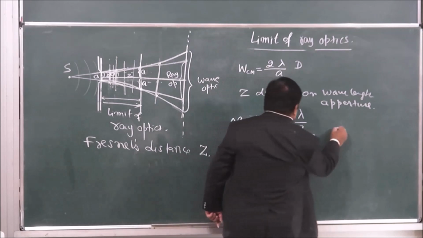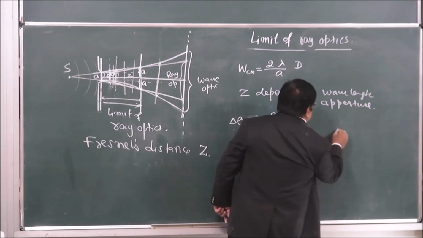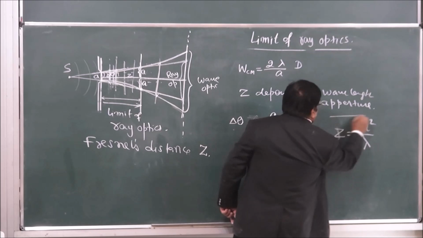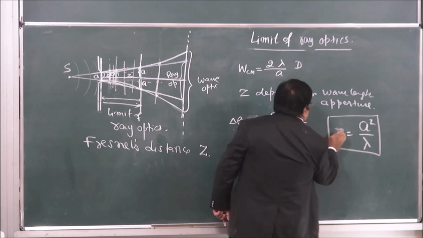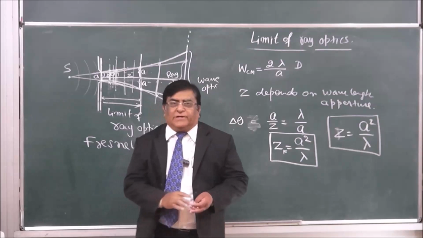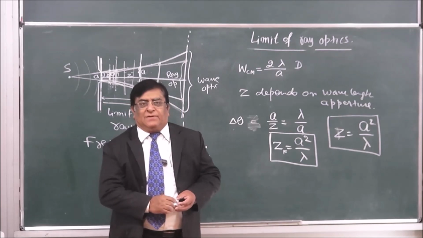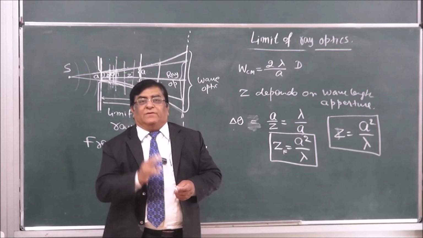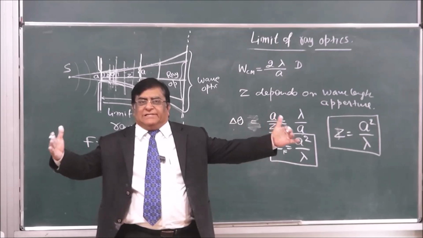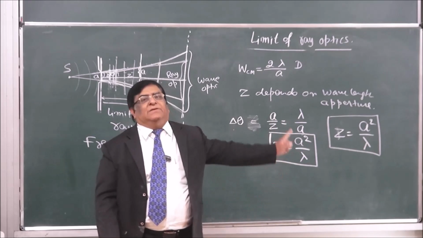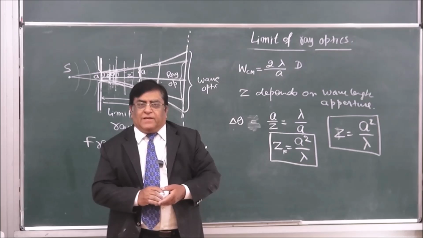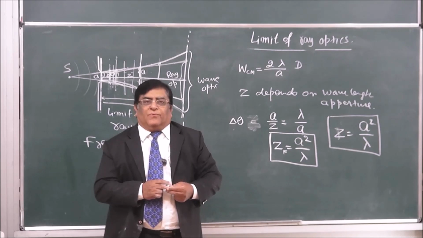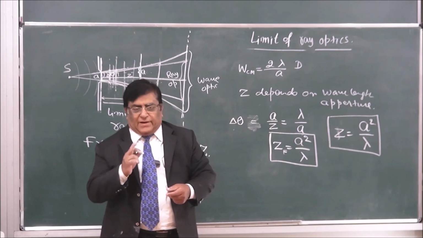So remember, Fresnel's distance Z is equal to A square upon lambda. And what is this useful for? For all our calculations of images and other calculations, we will work with ray optics up to a certain distance. And what is that distance? That is Fresnel's distance. Suppose I ask you, we have a wavelength which is equal to 500 nanometer.